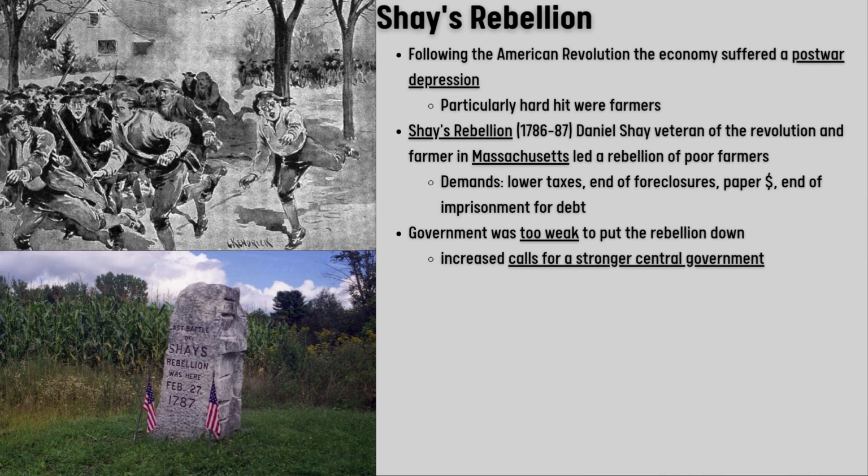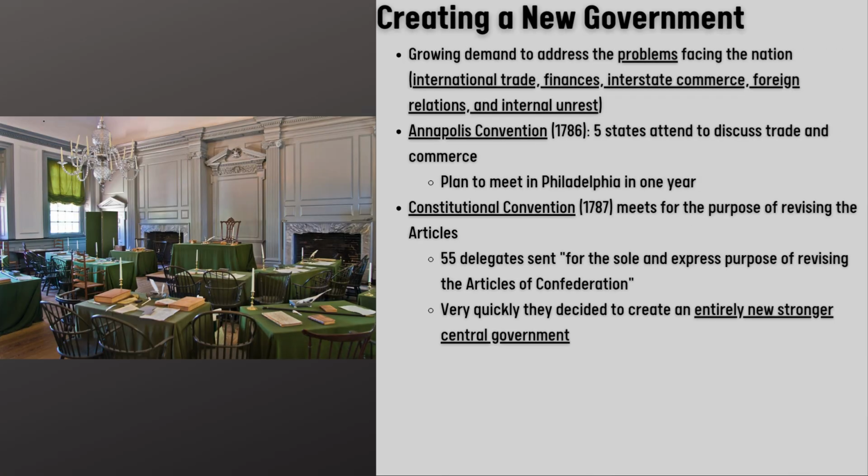Their demands were clear. They wanted lower taxes, an end to foreclosures, the issuance of paper money, and the abolition of imprisonment for debt. Unfortunately, the government under the Articles of Confederation was too weak to effectively respond to this uprising. This inability highlighted a growing need for a stronger central government, which would soon lead to significant changes in the nation's governance. Shays' Rebellion thus became a catalyst for calls to strengthen the national government, setting the stage for the creation of a new governing framework.